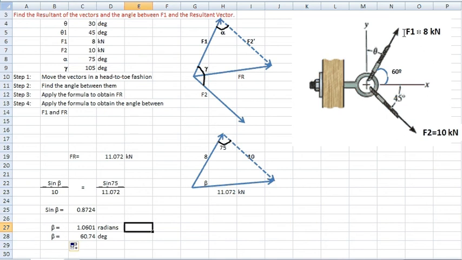Okay, so we'll go over the problem again. We're asked to find the resultant of these two vectors and the angle the resultant makes with F1. So we've rearranged these two vectors in a head-to-toe fashion like this, found the angle between them, and applied the formula to get the resultant. Then we applied the sine rule to get the angle between the resultant and F1.